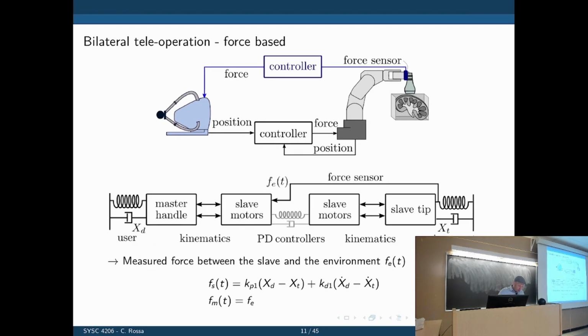The other way to do this is to implement a force sensor on the robot side. We have a sensor that measures the physical force that is applied between the robot and the environment, and that force is then sent to the haptic device. Right? So the slave side force is exactly the same. Now the master side is simply the force measured at the robot side.